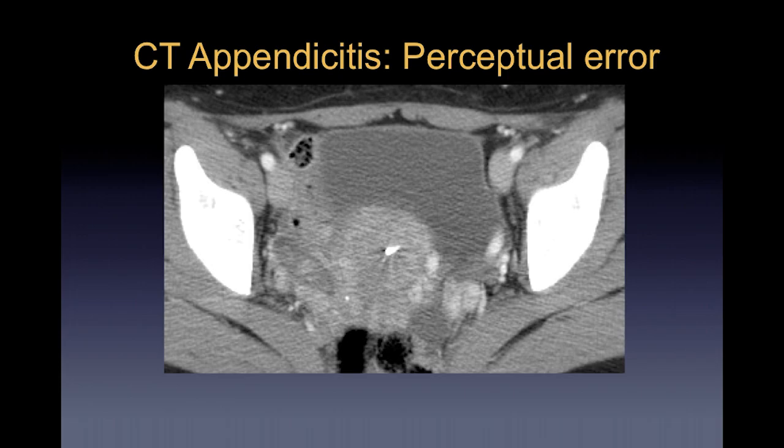First, perceptual error. This was a case of missed appendicitis. Again, if everyone takes a moment to try and find it, it is right there. So this dilated tubular structure in the region of the right adnexa.